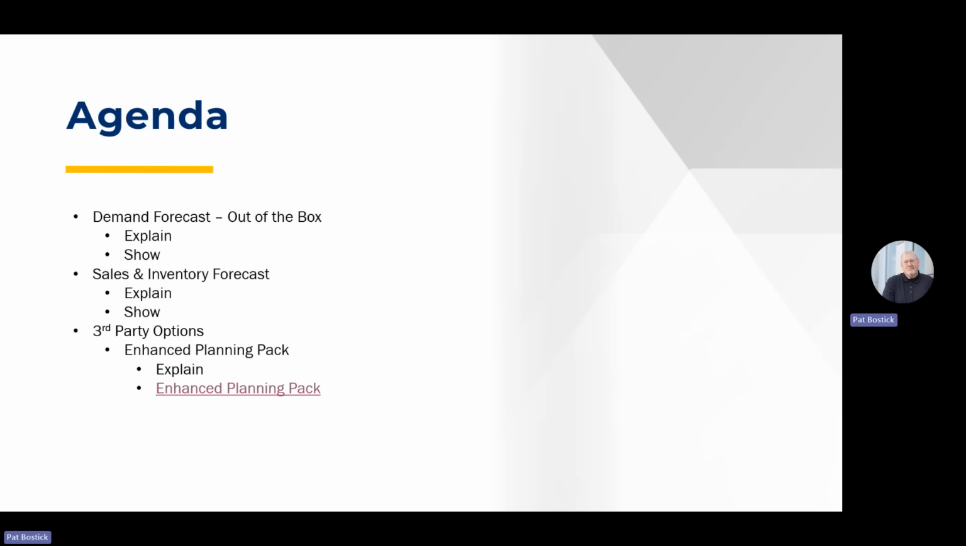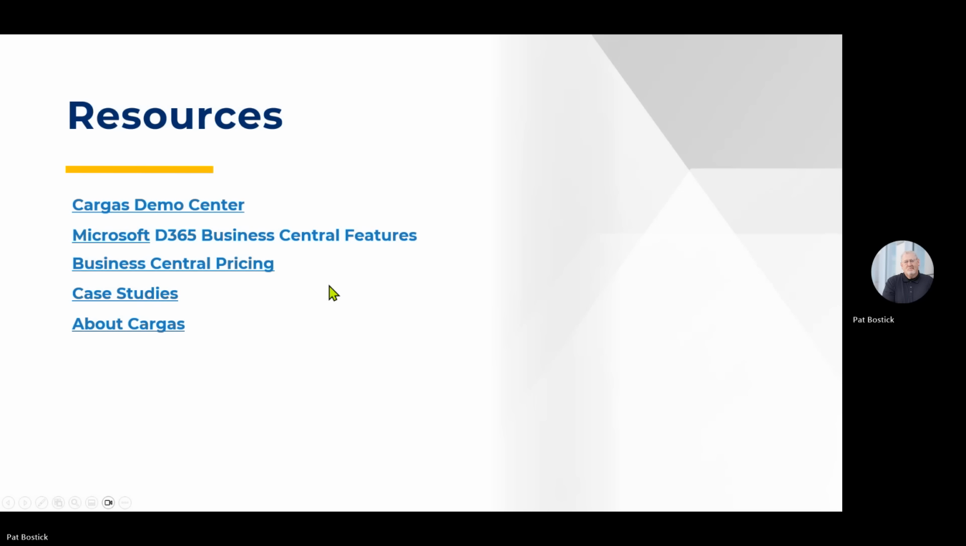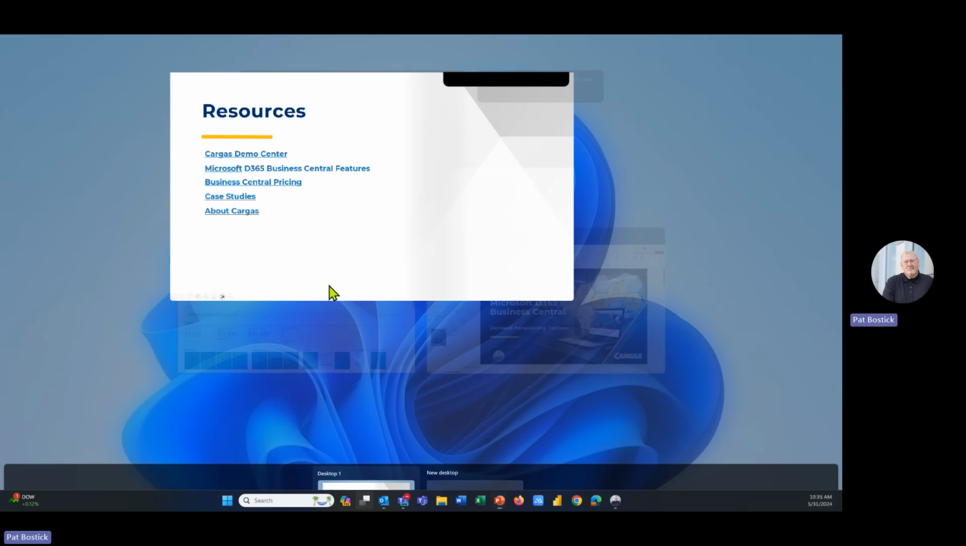And then finally, we're going to cover off on an enhanced planning pack option that you can get off of Microsoft AppSource that utilizes the sales and inventory forecast capability from Azure, but makes it work with the out of the box demand forecast. So, with that, I am going to switch here to Business Central.